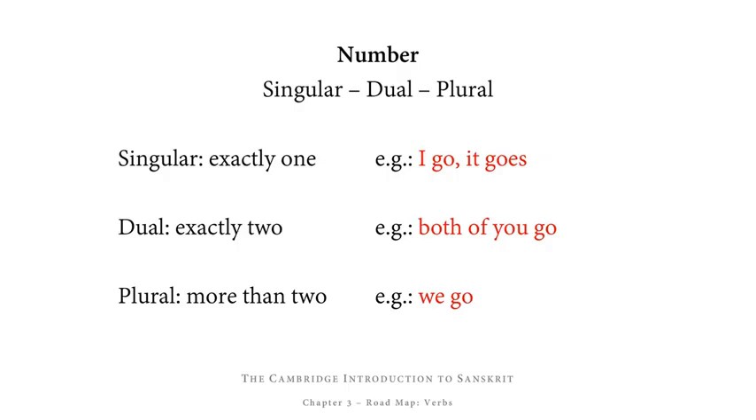The dual would talk about exactly two people doing something. For example, both of you go, both of us see, both of them run, and so on. And the plural would talk about more than two. So for example, we go, they all go, you see, and so on. Note that there is a difference between Sanskrit and English here. English only has two numbers, namely singular and plural, which would be used whenever you've got more than one, i.e. 2, 3, 4, and so on. But Sanskrit has a separate number for exactly two people doing something.